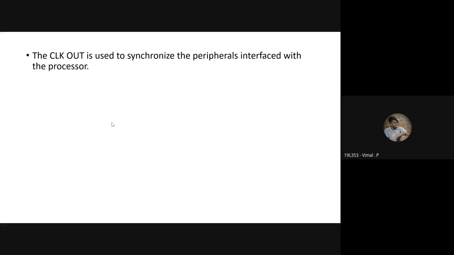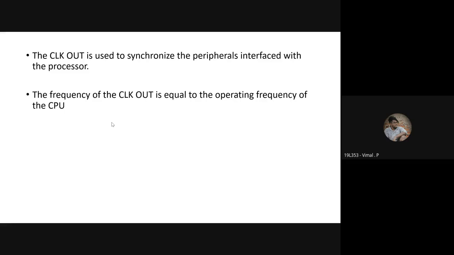Any answer? Peripherals means what? Suggest typed IO devices. Shivakumar typed IO devices. Yes, peripherals is out. It takes the performance task performed by the IO devices to the processors. This is the main use of clock out.